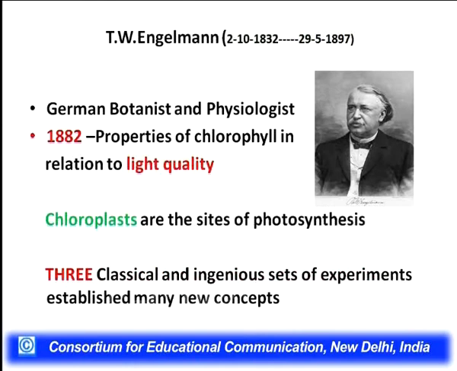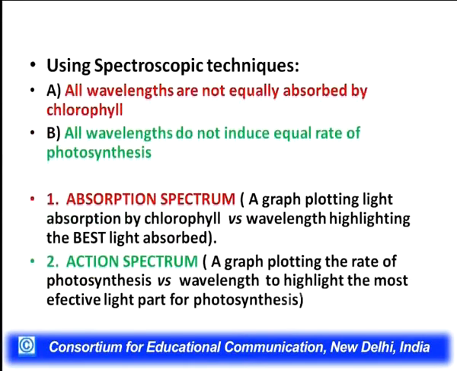The classical experiments of Engelmann, who was a German botanist and physiologist, for the first time suggested to us that chlorophyll is not functioning in isolation, it has a relationship with light quality. Agreed that the chloroplasts are the sites of photosynthesis, but the chlorophyll has different roles to play in different lights. So Engelmann performed 3 classical and very ingenious sets of experiments, which helped us to establish many concepts.